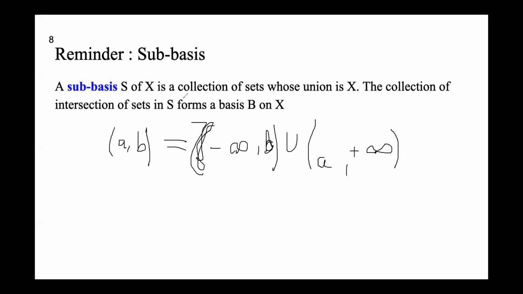Wait, sorry. Are you saying that AB is a union? Oh, do you mean an intersection? Okay, now it makes sense. Does that make sense now?